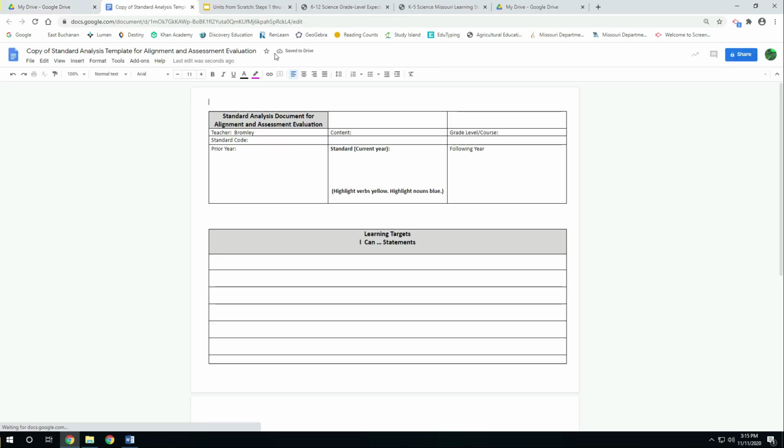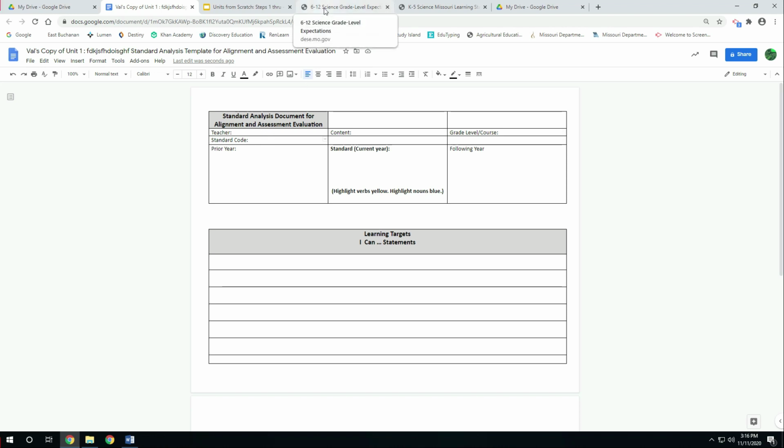I might move it to a nice safe place right there, and then I'm going to change its name to Val's copy of, and I might even put which unit I'm working on, unit 1, whatever it is, standard analysis template, because I'm going to keep this thing. So I'm going to put my name in here, the content, the grade level, and the course. And then I'm going to get that standard.